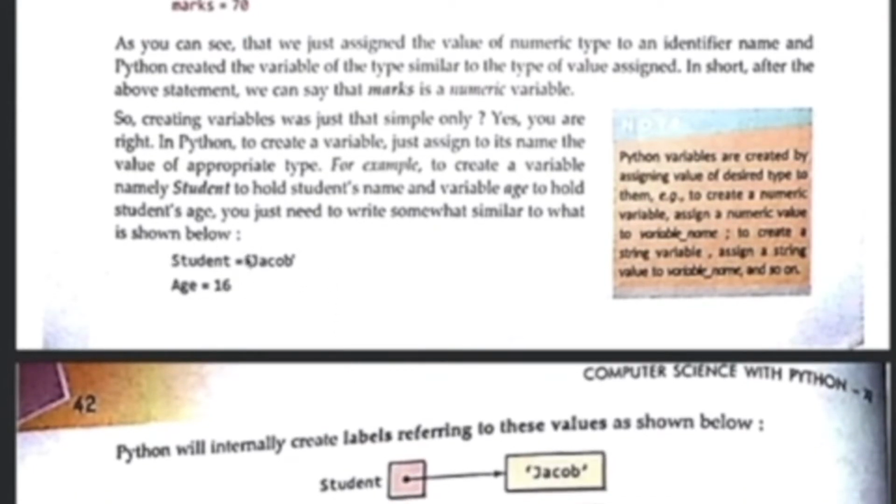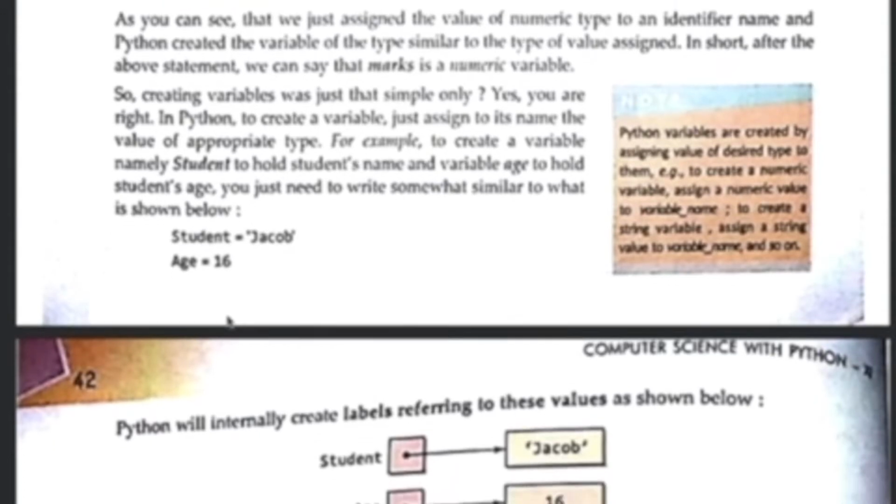Let us see one more example: student equal to Jacob and age equal to 16. Here we can see two different variables. One is student, which is holding a string value Jacob, and the other one is an integer variable age, which is holding the integer value 16.